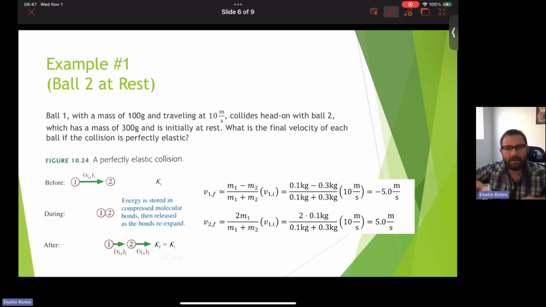So we have the picture, let's label it. So the velocity is 10 meters per second. We know that this is going to be 0.1 kilograms. We know the second ball is not moving, is at rest. So that's 0 meters per second. And then we also know that it has 0.3 kilograms of mass. Okay, so this is our initial setup. Then we have the during, and then we have the after.